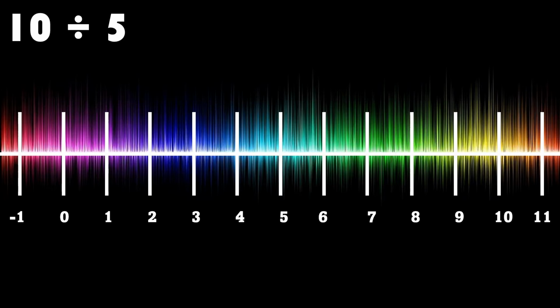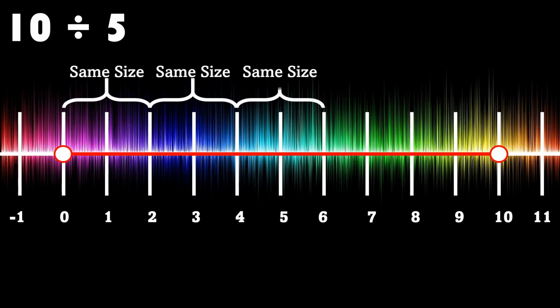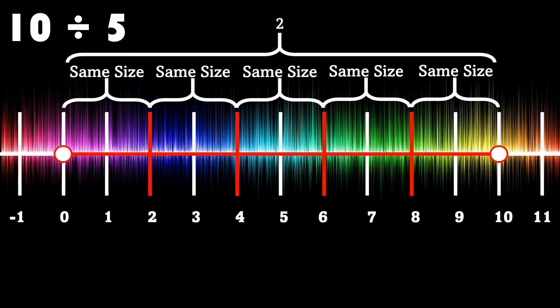If I had 10 divided by 5, I need to split up the segment from 0 to 10 into 5 even parts now. After we do this, we need to look at the length of one of those parts. It doesn't matter which one since they are all the same size. The length turns out to be 2. This should be the case since 10 divided by 5 equals 2.